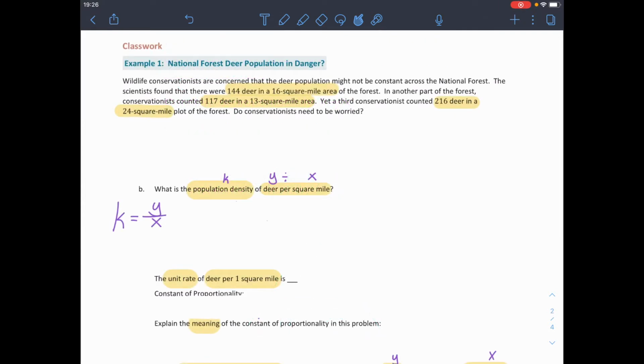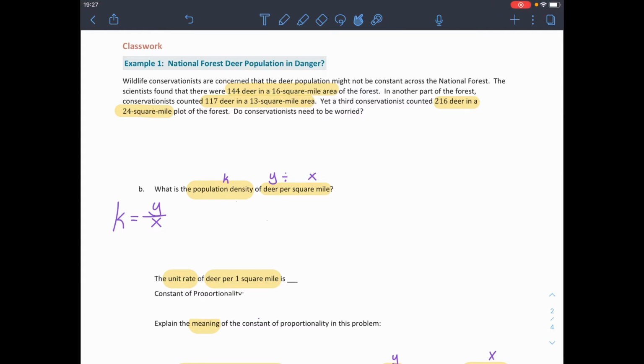Today we are applying what we know about unit rate, constant of proportionality, and proportional relationships to solve problems. In example 1, we're looking at the National Forest deer population. Wildlife conservationists are concerned that the deer population might not be constant across the national forest. The scientists found that there were 144 deer in a 16 square mile area of the forest. In another part of the forest, conservationists counted 117 deer in a 13 square mile area.